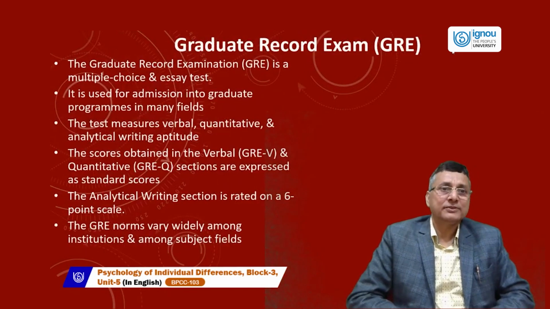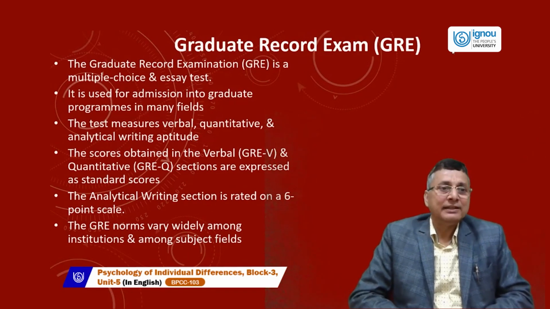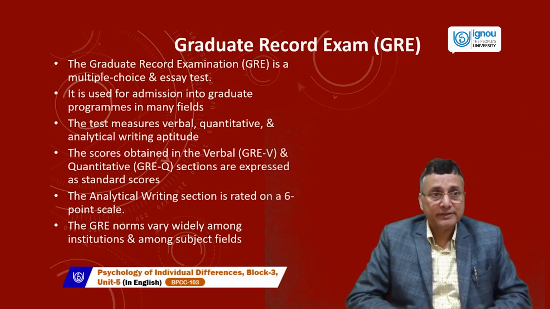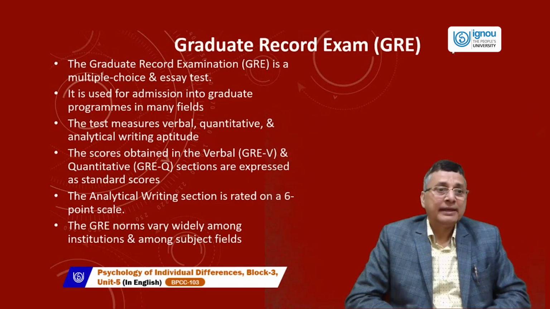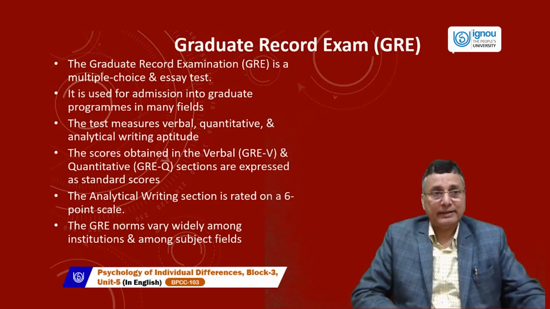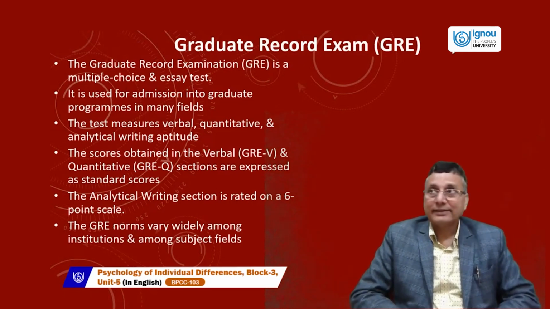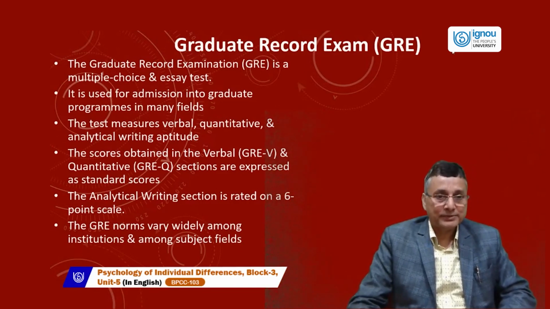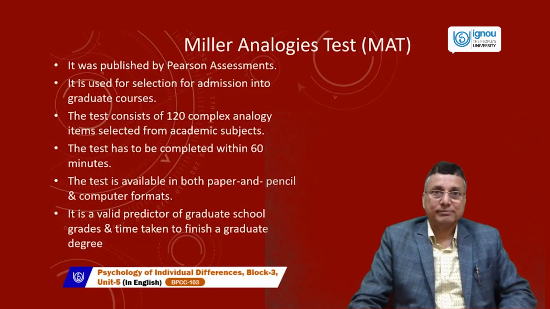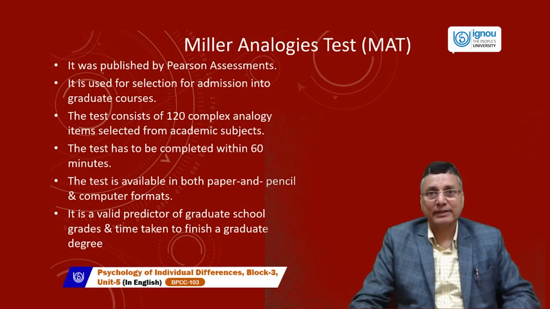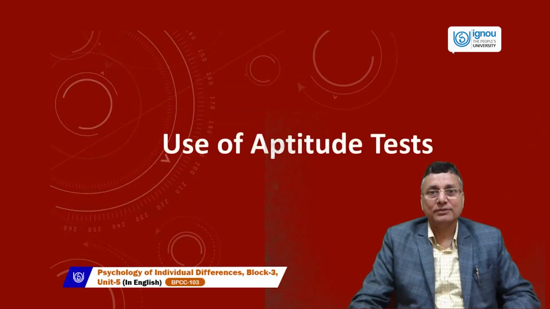GRE. The Graduate Record Examination is a multiple choice and essay test. It is used for admission into graduate programs in many fields. The test measures verbal, quantitative, and analytical writing aptitude. The scores obtained in the verbal and quantitative sections are scaled, and the analytical writing is rated on a 6-point scale. The GRE norms are widely used among institutions and among subject fields. Like that, there are various tests, such as the Miller Analogies Test and professional school tests.